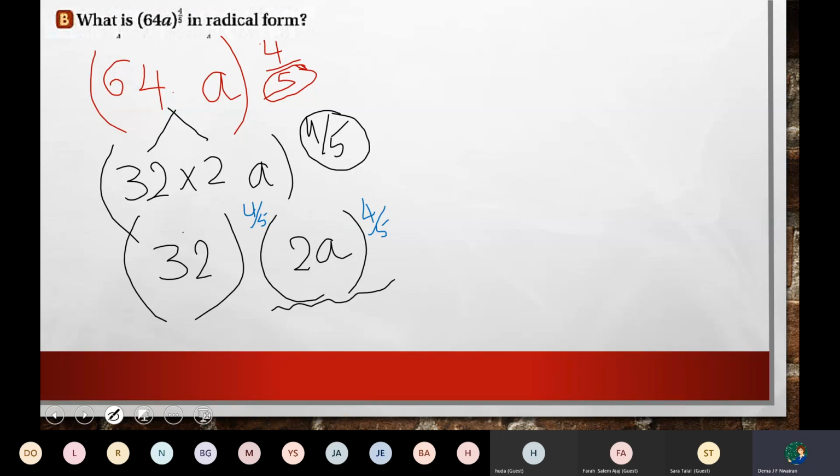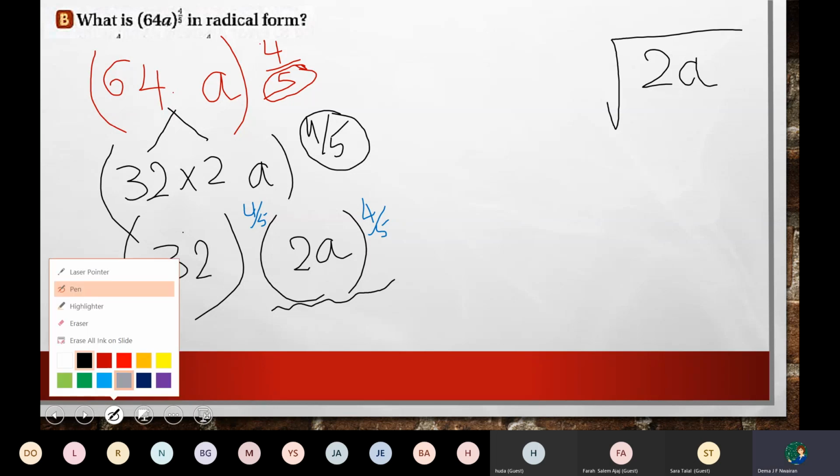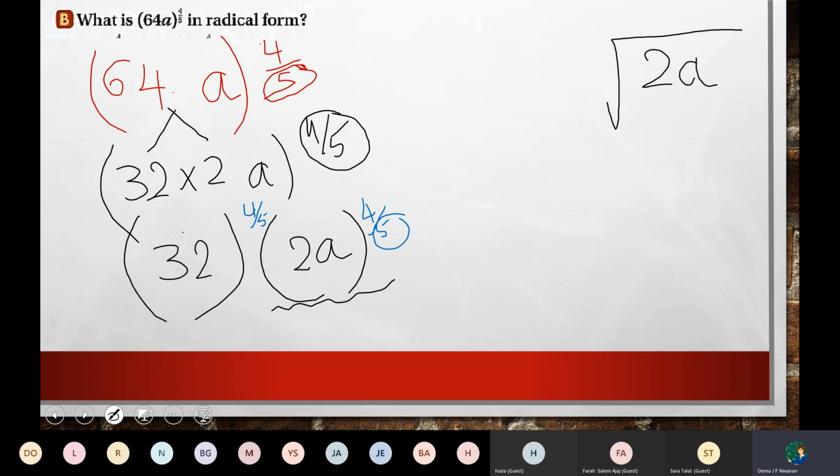Is there any problem with the variable? No, because this one, what does it mean? It means 2a to the power of 4 over 5. It means I have to write it as a radical. Now, the number which is written down, which is 5, I can write it up, and the number which is written up, I can write it down.